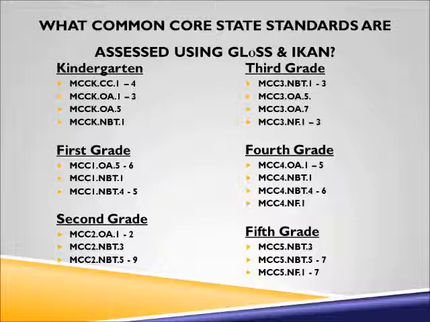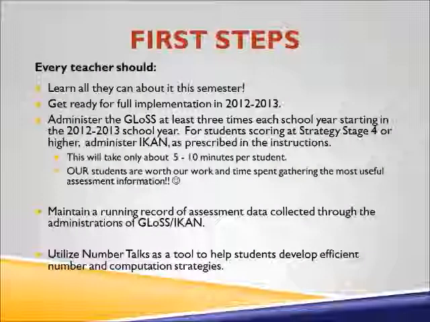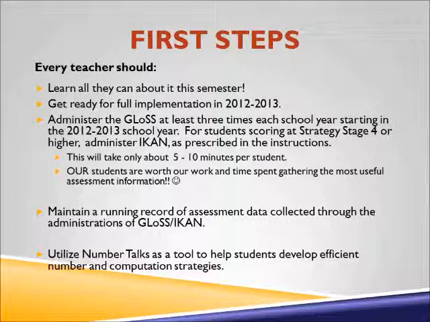So with the GLoSS and IKAN, you get raw, specific data on where students are relative to their abilities, and that helps you determine how to move students forward with respect to developing an efficient strategy for number and computation. So what are the first steps? Where do we go from here?